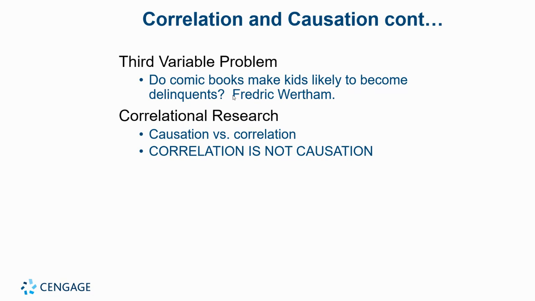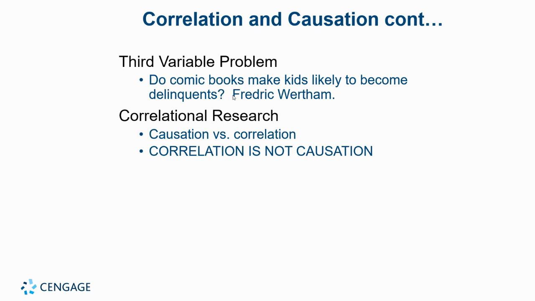Frederick Wertham, one of the famous examples here, found a correlation between juvenile delinquents and comic books. He was really interested in the 1950s, studying why kids became juvenile delinquents. One of the things he used to ask kids was, "What do you like to read?" And it was the 1950s, and so kids all read comic books.